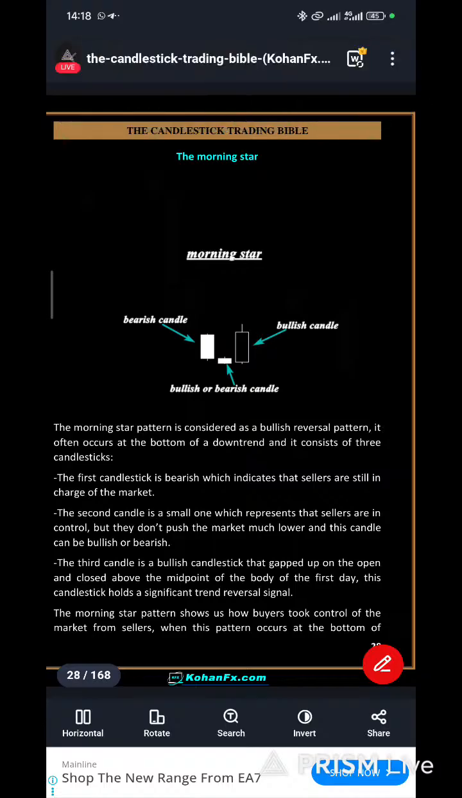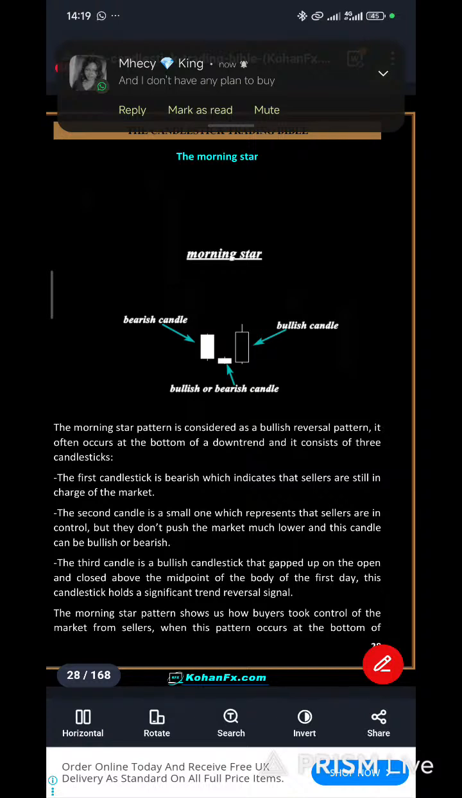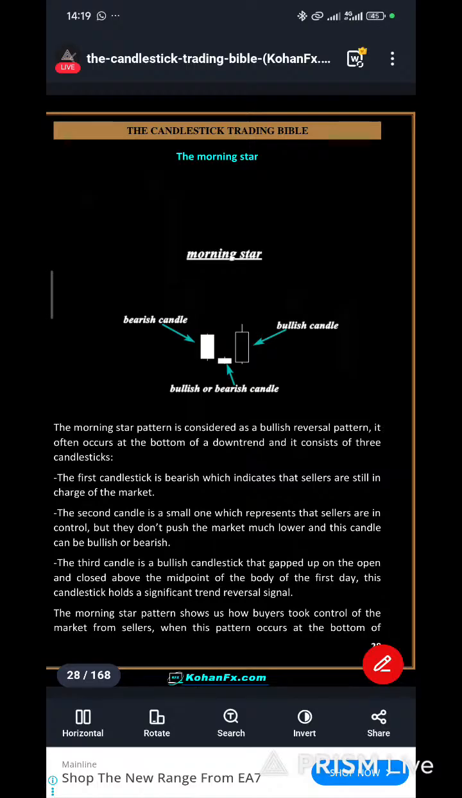The first candlestick is bearish, which indicates that sellers are still in charge of the market. The second candle is a small one, which represents that sellers are in control, but they don't push the market much lower. And this candlestick can be bullish or bearish. Have you seen it? Point of indecision.